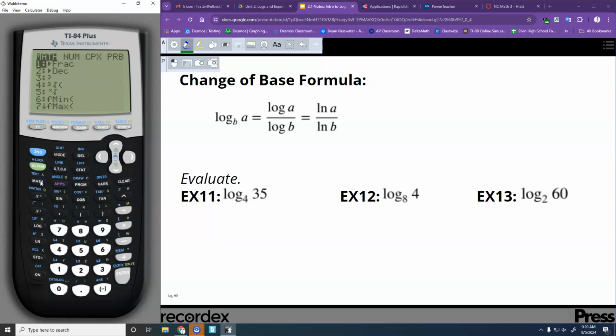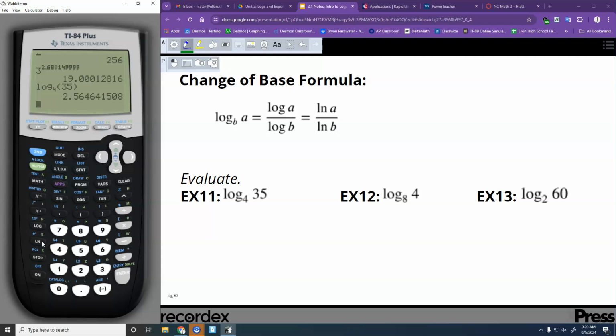You can also hit math and, oh gosh, do I even remember where it's at? And go down here to A for log base, and it'll let you type it in with like a 4 right here and a 35 right here. So you can do this without using the change of base formula, but it's the fastest way to type this in. So if you have a log base b of a, it could be written as log a over log b, or you could use this ln, which we're going to talk about here in a minute. You have an ln button, you could use that one as well. It's going to give you the same answer.